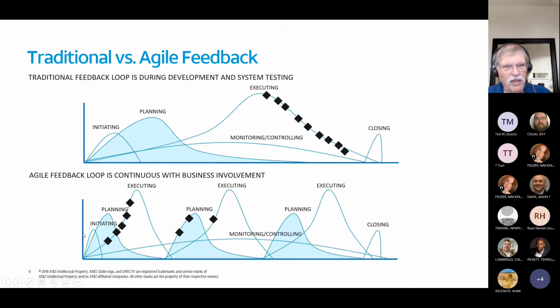Now, with an agile effort, you're getting feedback all along the way. We're getting it in planning, we're getting it in executing, all the time, and we'll get the feedback whenever we deliver to the customer. There's also a feedback loop, so that the feedback is much earlier and it's continuous with an agile effort.